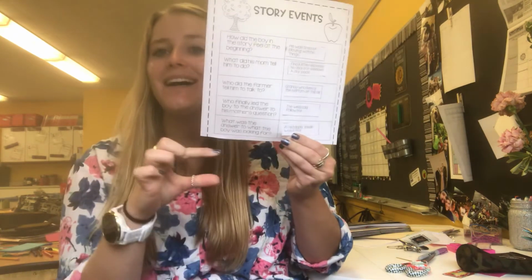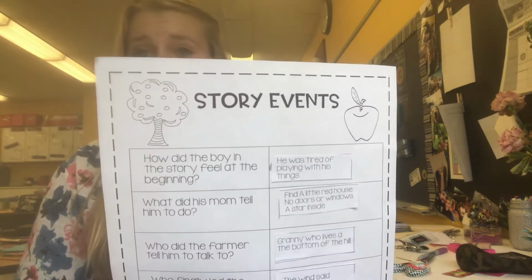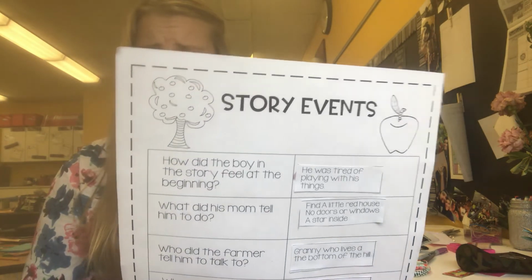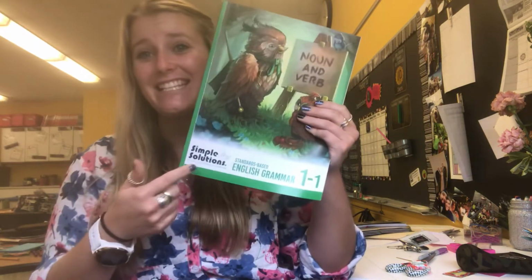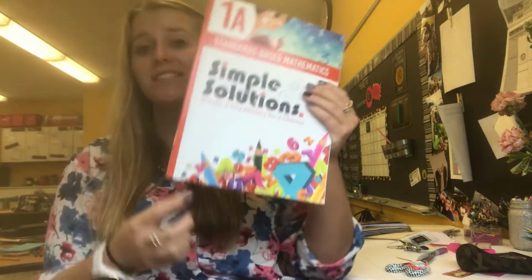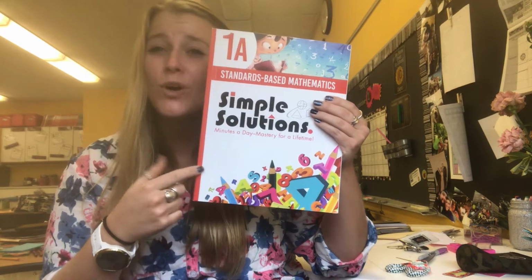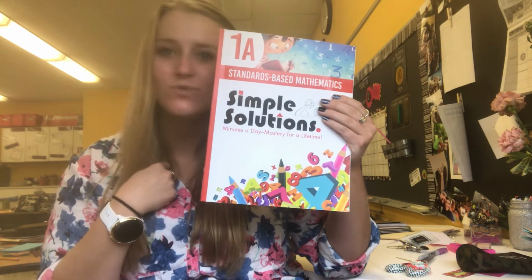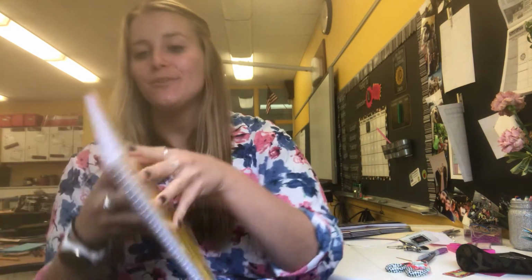First graders, you're going to cut out these pieces from the bottom and you are going to glue them next to the correct question. Okay. You are also going to complete Simple Solutions Grammar Lesson 6. We did this together in class. And Simple Solutions Lesson 6 in math. Now the math one you are going to post so I can see it because we did not do it in class. Okay.